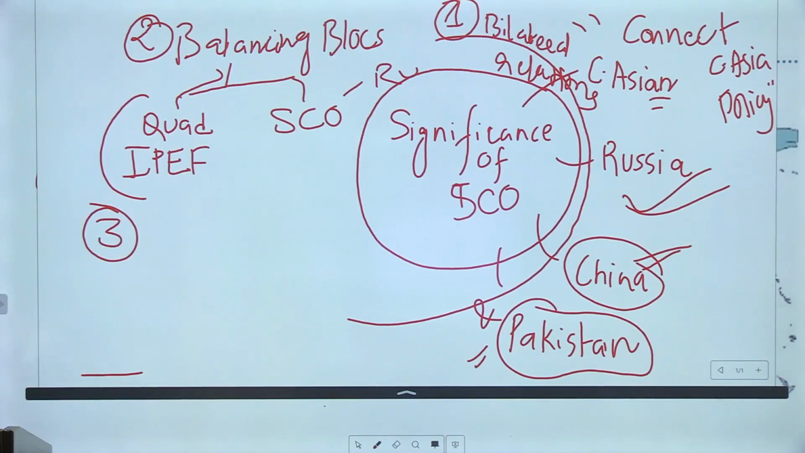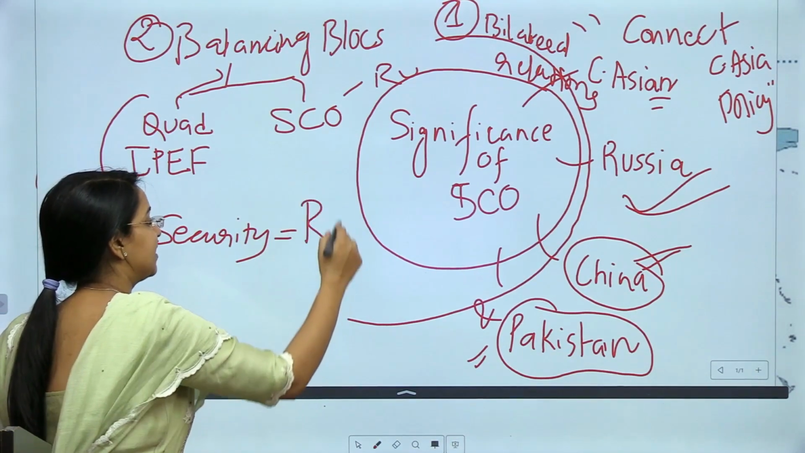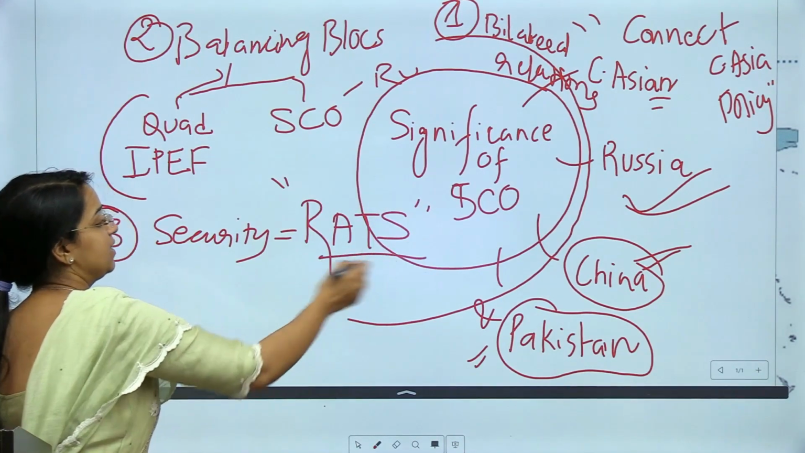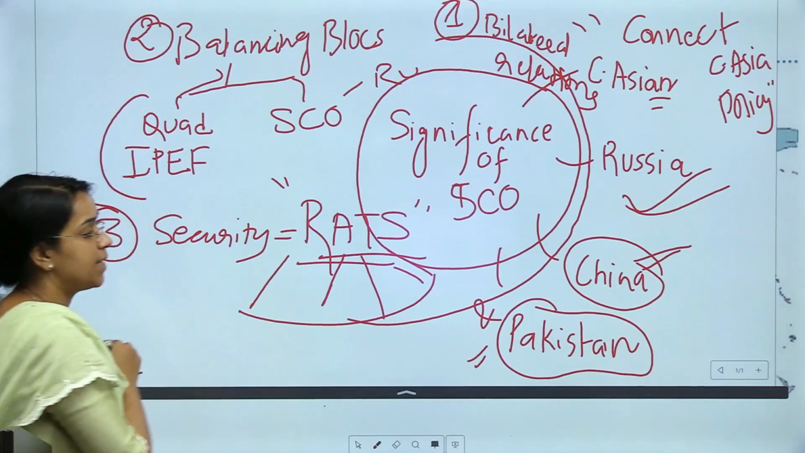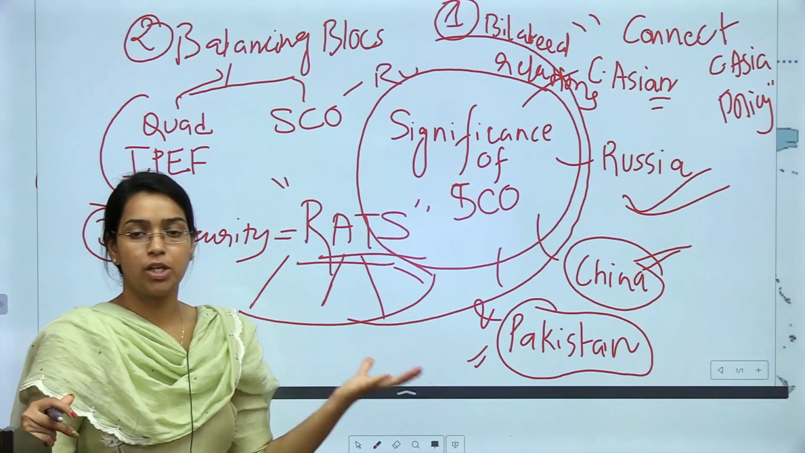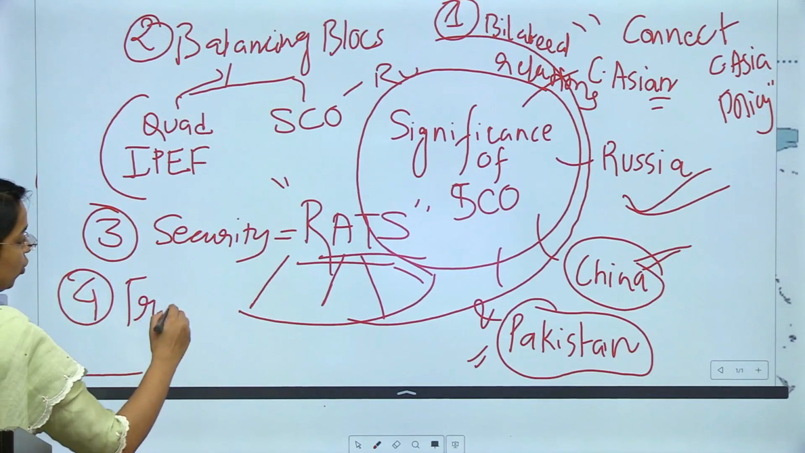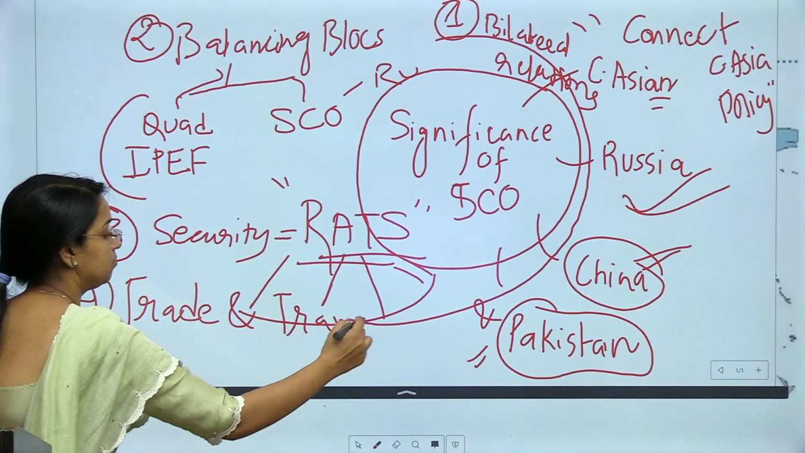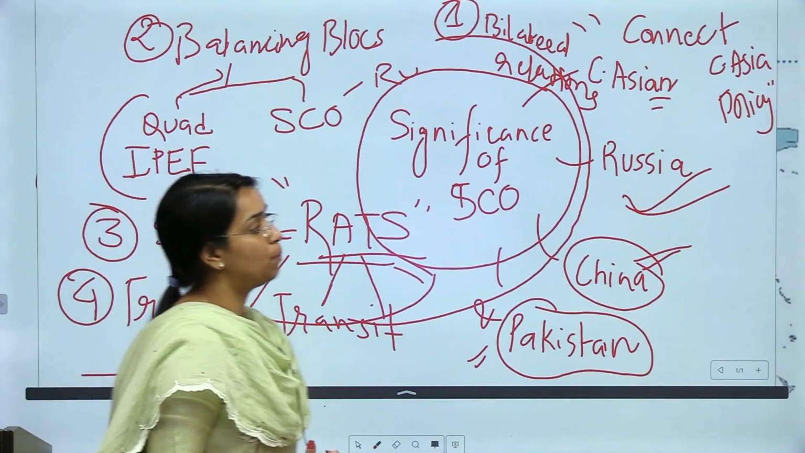The third significance of SCO for India is cooperating on security issues. For example, SCO has a RATS mechanism, that is the Regional Anti-Terrorist Structure, that is basically focused on combating regional security threats related to terrorism, separatism or extremism, right? So through this India is trying to solve its security issues also, right? Then, improving trade and transit through this grouping. India can bolster its trade ties with all the member nations, right? So that is why this grouping is very, very significant.